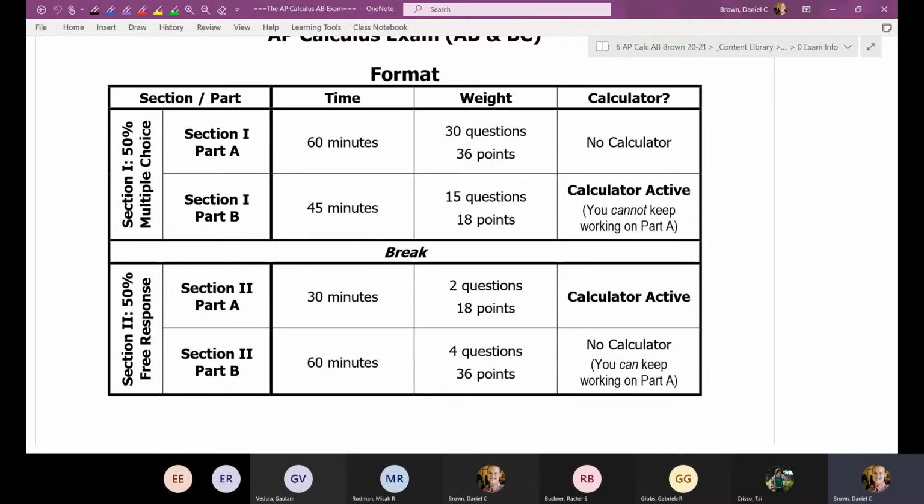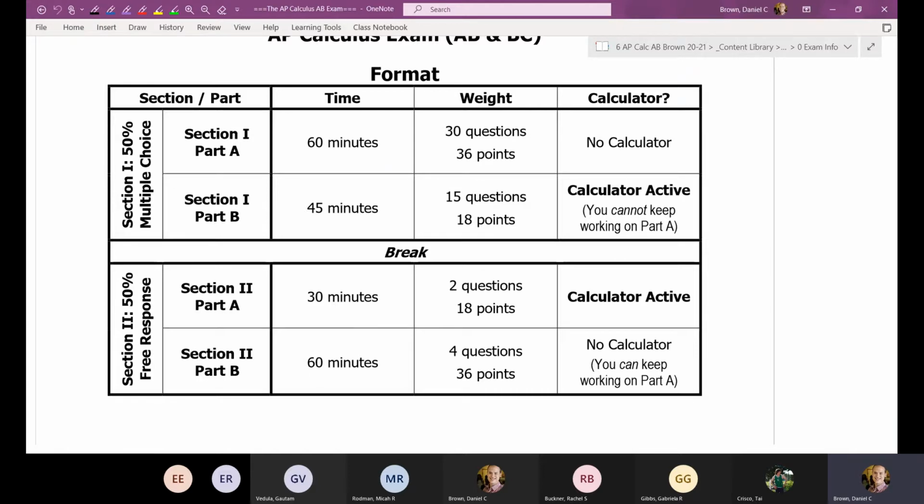The no calculator multiple choice, you're averaging 2 minutes a question. Some obviously will take more, some will take less. The calculator active section, you're averaging about 3 minutes a question. So they will be slightly more difficult. You are going to have to work pretty fast, though, to finish. And that's one of the challenges, I think, with the exam.